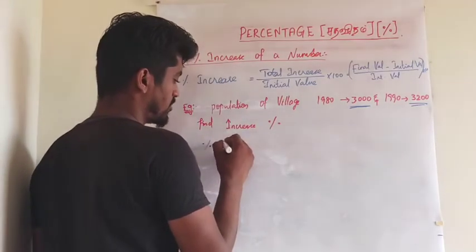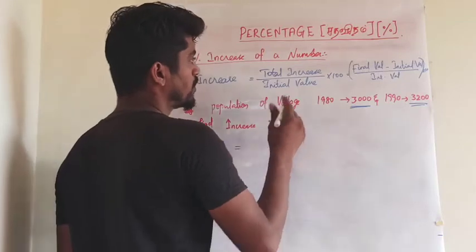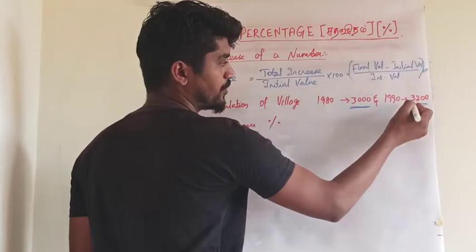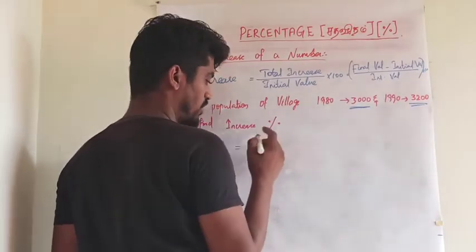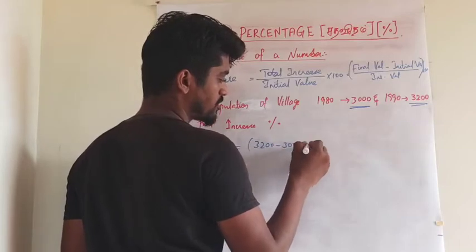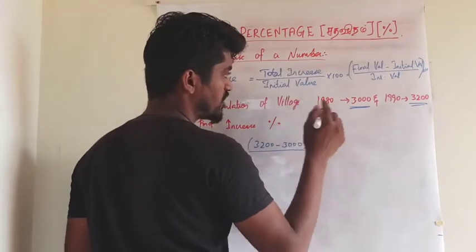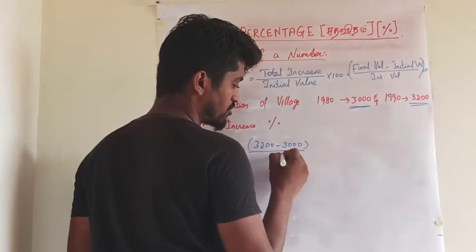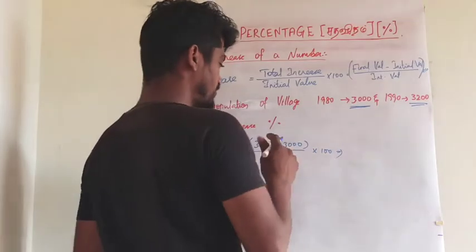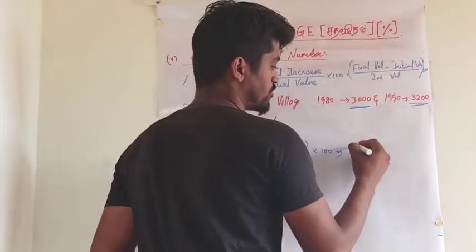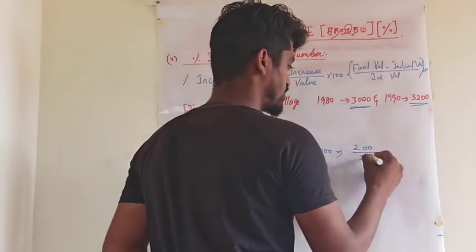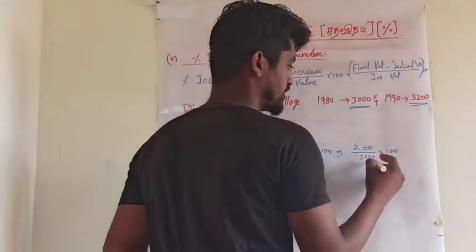Percentage of increase is equal to total increase, that means final value minus initial value. The difference between the higher value and the lower value is 3200 minus 3000, divided by the initial value. Starting, it was 3000, times 100 for percentage. 3200 minus 3000 is 200, divided by 3000, times 100.